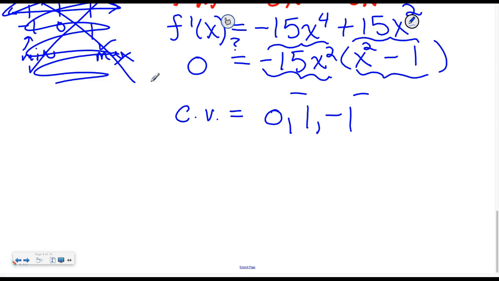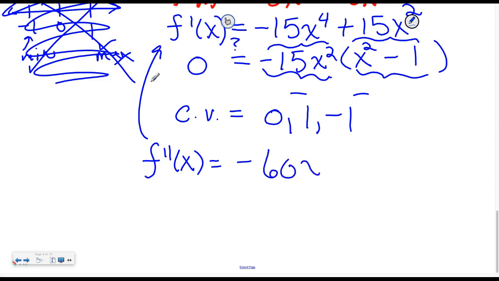I take a second derivative because it's called the second derivative test. I am not looking for inflection points. I'm looking for relative maxes and mins. So I take a second derivative. So I go up here and I say that's negative 60 x cubed plus 30 x. It's still good to factor it because you're going to be plugging numbers in, but I'm going to leave it like this.